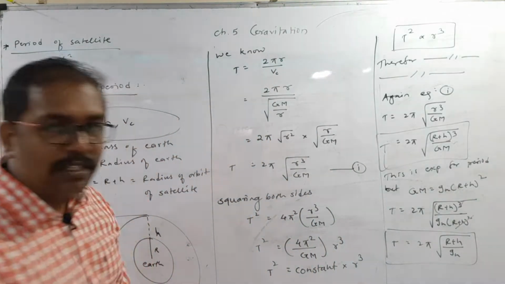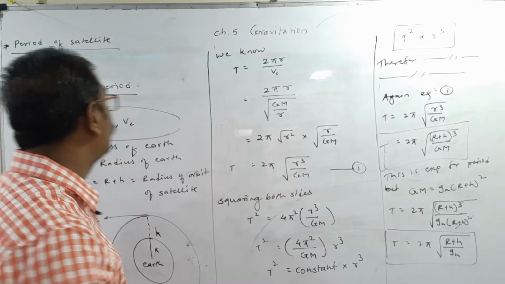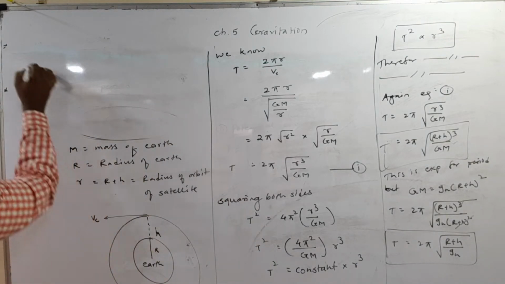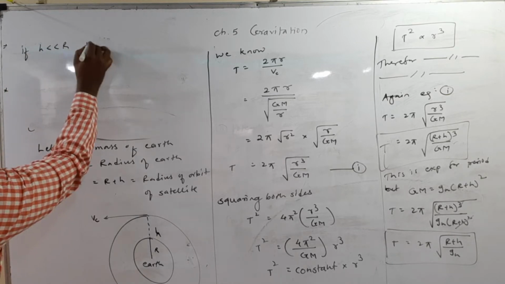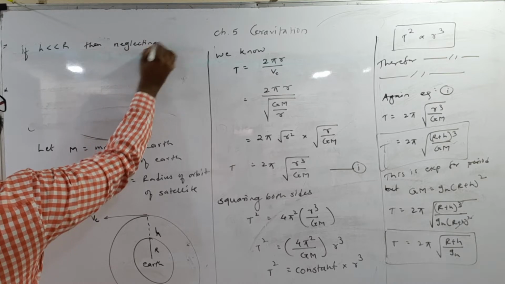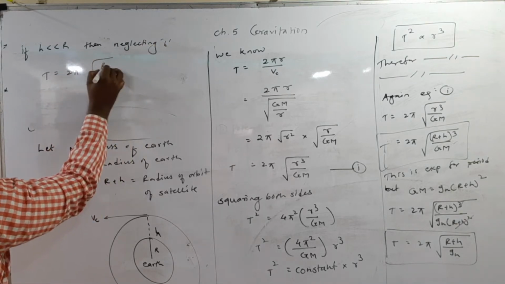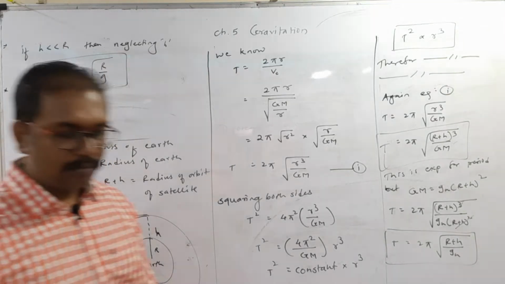Now one more thing to remember: if the satellite is close to the surface, then we can write the formula of period differently. If h is very small compared to R, then neglecting h, we get T is equal to 2 pi under root R by g. This is the expression for period of a satellite close to the surface.